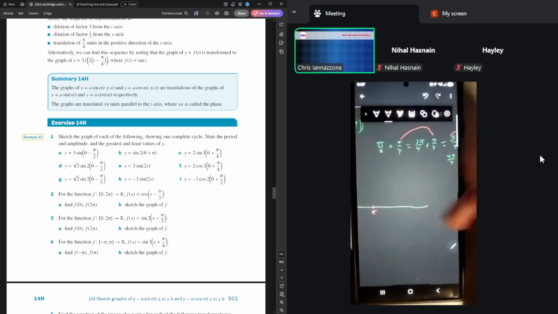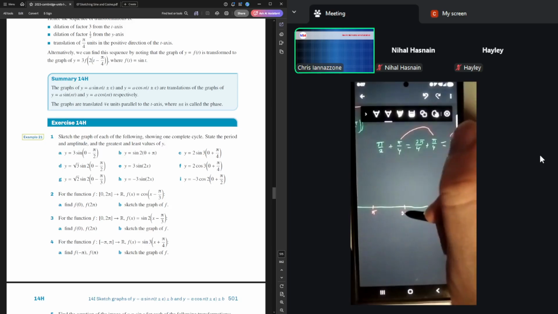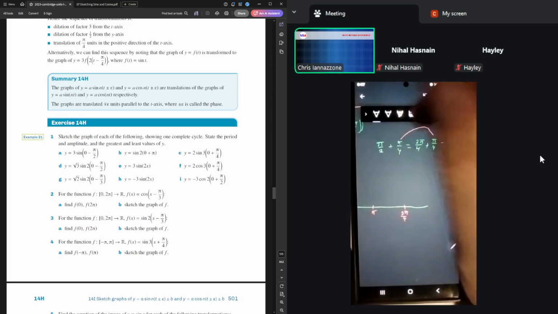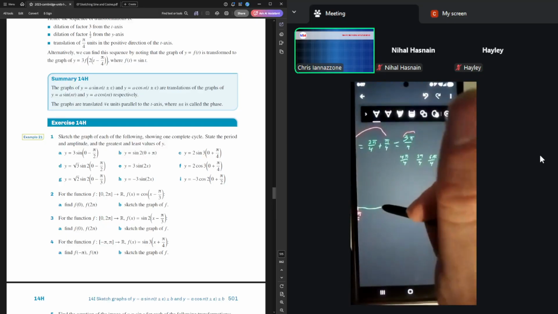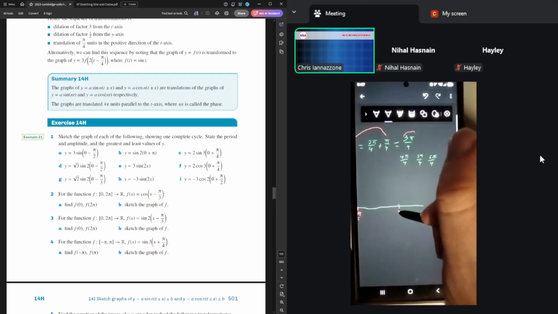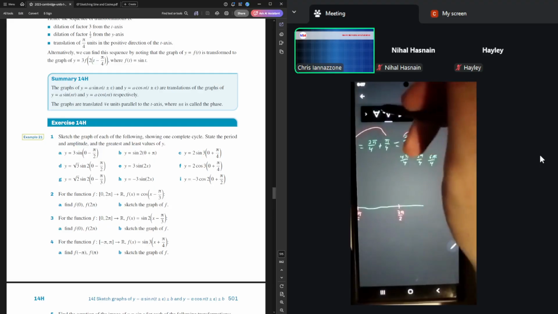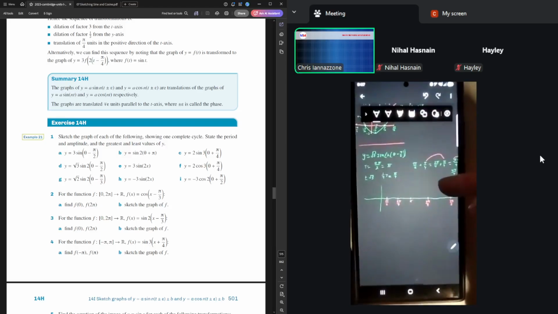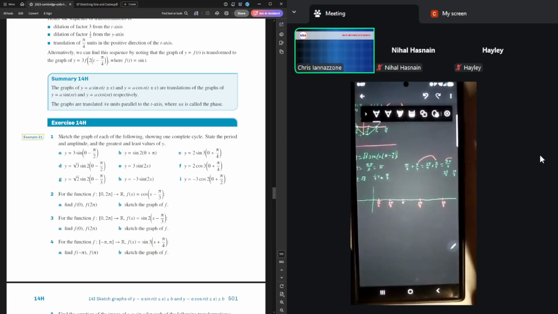Five pi on 4 stays as is. Six pi on 4 goes to 3 pi on 2. Okay. Maybe you'll have to forgive the spacing on that a little bit.